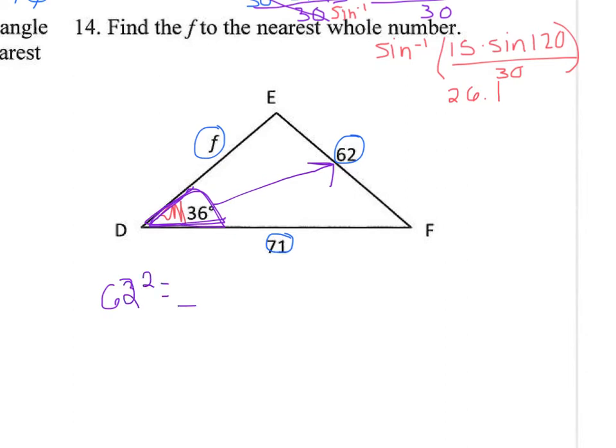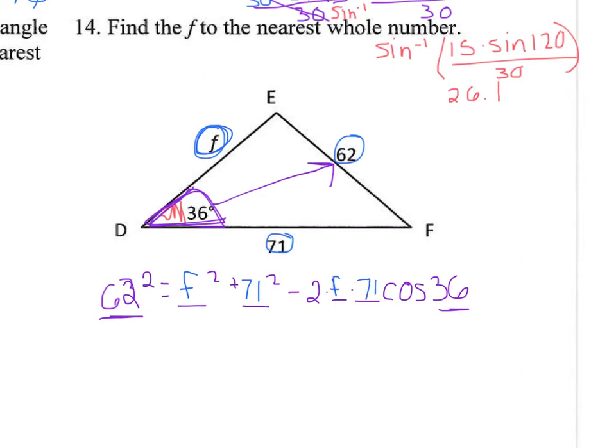squared is going to equal something squared plus something squared minus 2 times something times the cosine of 36. And again, these are going to be my two ends, 62 and 36 degrees. So now I can fill in the rest. The other two sides that I didn't use were f and 71.